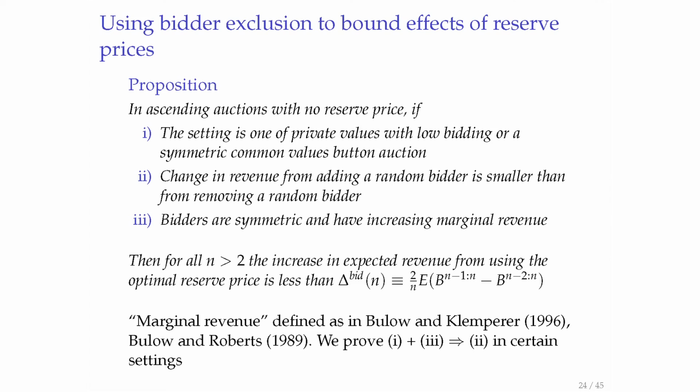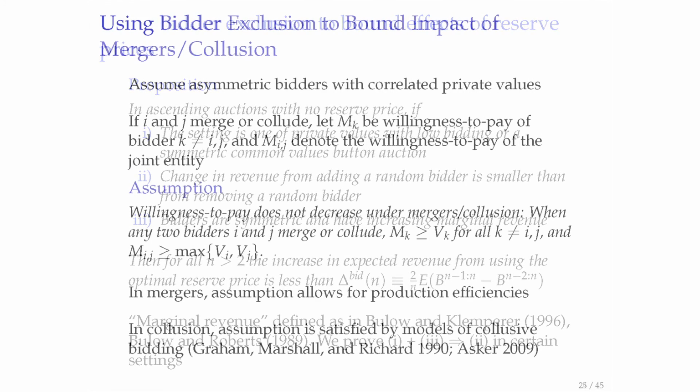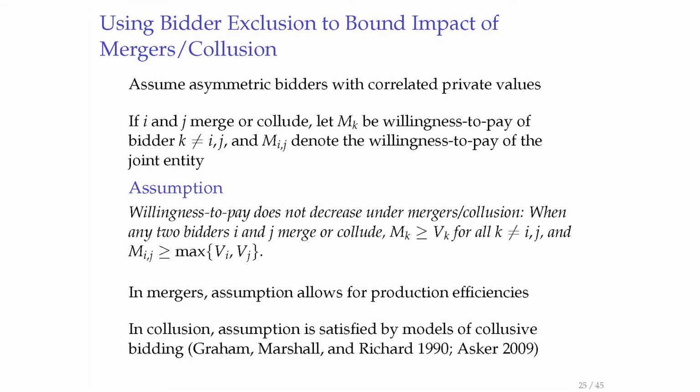We can also get some nice results on how much a seller would get hurt if the bidders were to collude or merge. The assumption we have to make has a different meaning whether you're thinking about mergers or collusion. But the assumption is about this merged entity. After the merger happens, all the other bidders are still willing to pay at least as much as they were before. They potentially are willing to pay more, but that doesn't really matter. It probably makes more sense just to say they're willing to pay the same. The ones who merge, though, the merged entity is willing to pay at least as much as the max of the two entities.